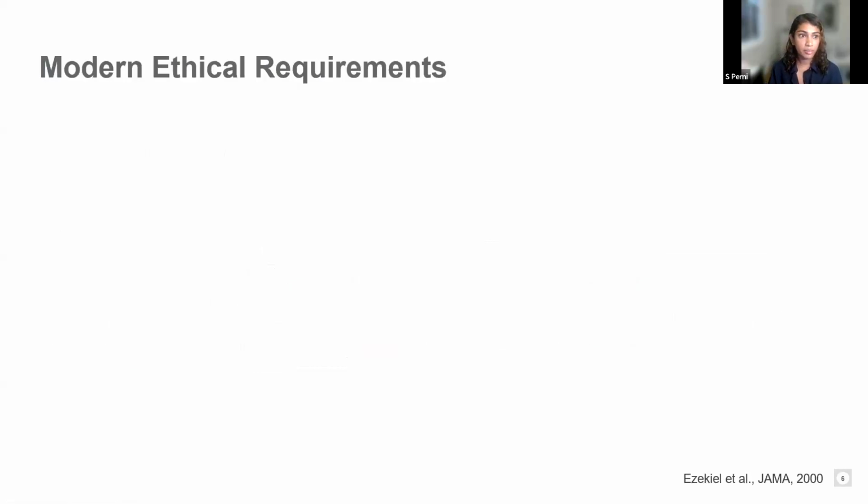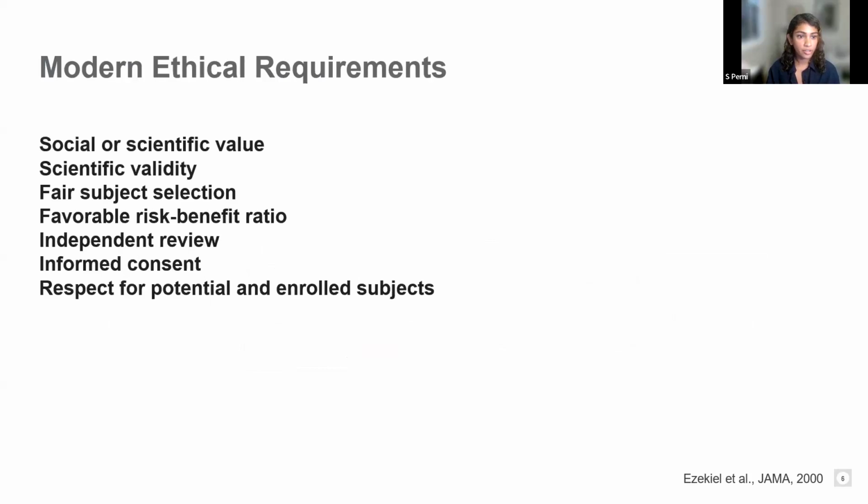So this is the foundation for modern ethical requirements, but this paper by Emanuel et al., published in JAMA in 2000, really describes how informed consent is necessary, but not sufficient for ethical research. And so they describe these specific ethical requirements in addition to informed consent: that the study has to have social or scientific value, be valid, and there should be fair subject selection.